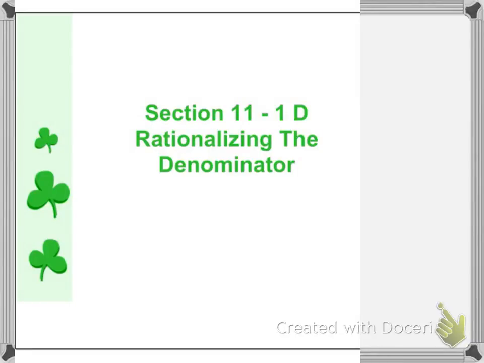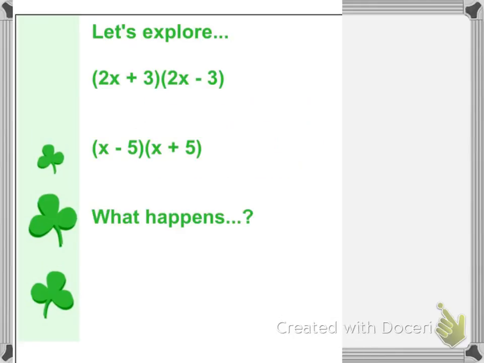Alright, section 11.1d is the last time we're going to do section 1, and we're continuing to rationalize the denominator. Except today, instead of just having one term on the bottom of a fraction, we're going to have two terms, which complicates the process a little bit.